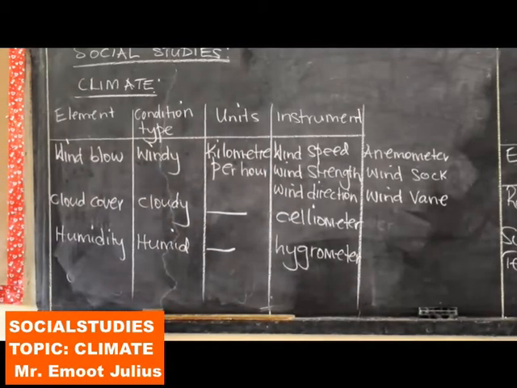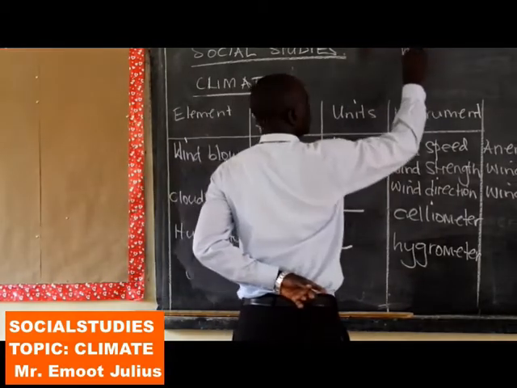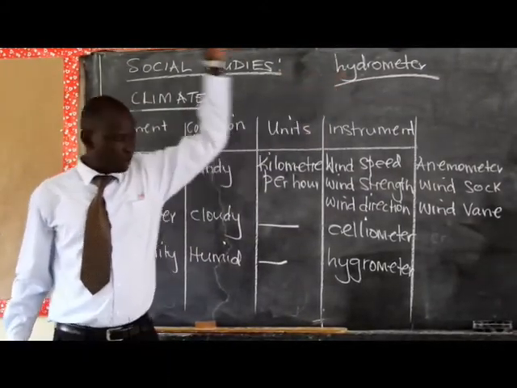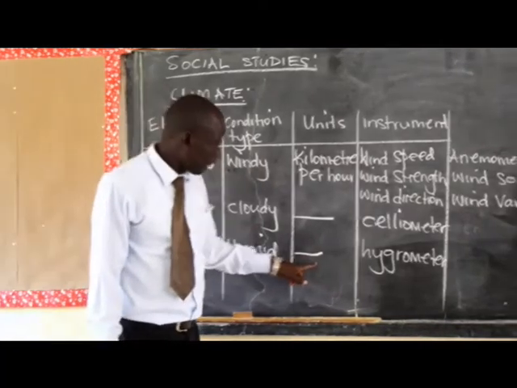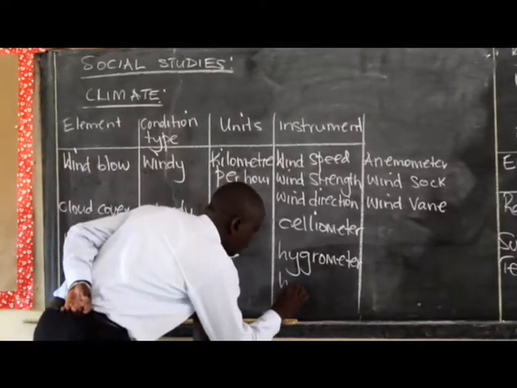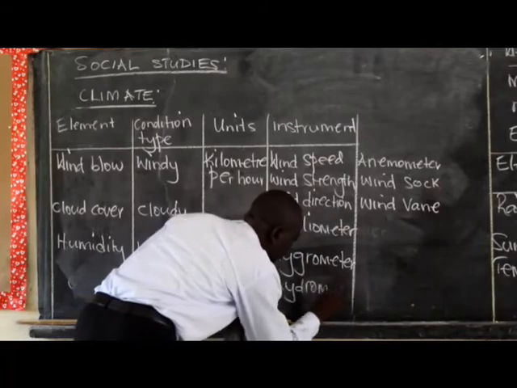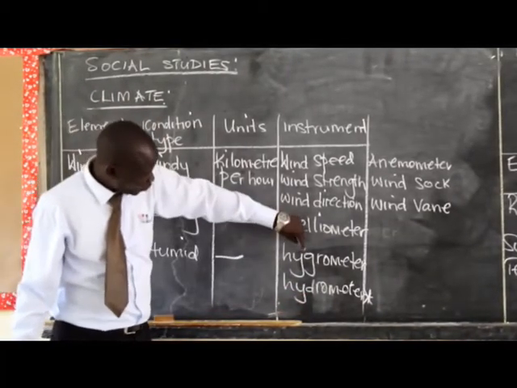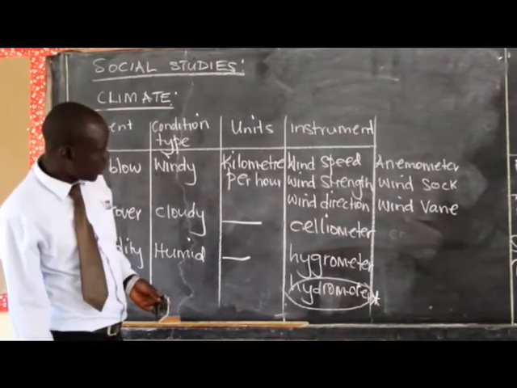Now, let us take your attention here. We tend to confuse two instruments, hygrometer and then hydrometer. This one here. The hydrometer is not a weather instrument. So we are looking at humidity as an element, and then the condition we are saying is a unit. We don't have a specific unit, but the instrument is a hygrometer. As I said, candidates normally confuse two things. But the hydrometer is not a weather instrument. So for us, when we look at hygrometer, we need HYG, not HYD. So never give this as a weather instrument.